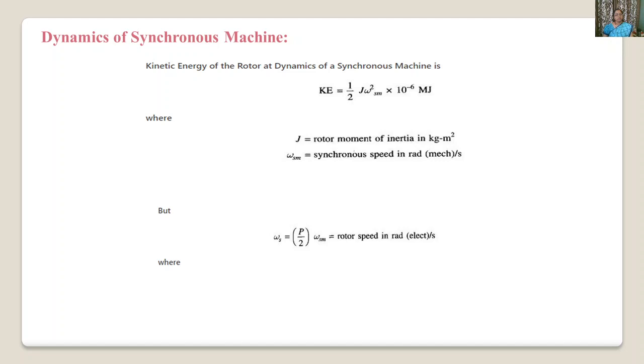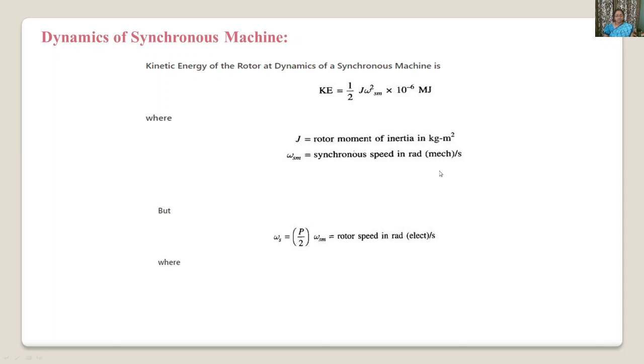To start with, kinetic energy of the rotor in the dynamics of a synchronous machine is given by kinetic energy equal to 1 half J omega sm square into 10 to the power minus 6 megajoule, where omega sm is synchronous speed in radian mechanical per second. J is rotor moment of inertia in kg meter square. But now this is mechanical radian per second.